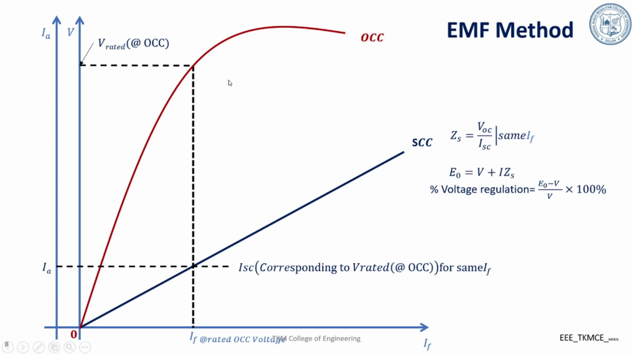The value of synchronous impedance depends on saturation level. For lower saturation, synchronous impedance will be more, and for higher saturation, synchronous impedance will be low. So when we are drawing air gap line, we can see that up to this portion OCC is linear. As OCC is linear, the ratio between VOC and ISC will be constant.